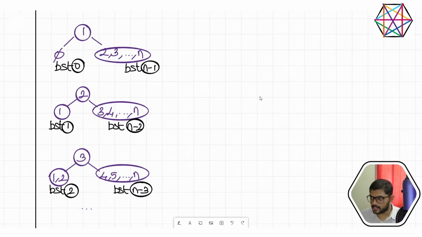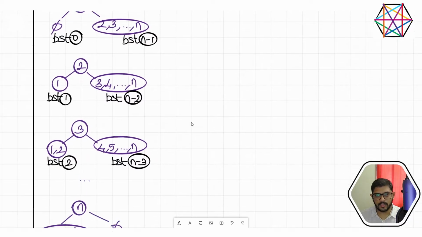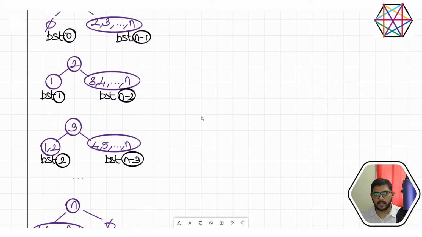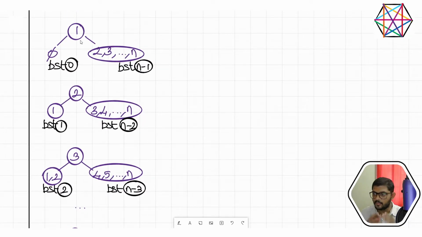The given integer n means we have n number of nodes, 1, 2, 3, and so on up to n. How many different structurally unique BSTs can we form? So we have broken down this problem into sub-problems, okay?